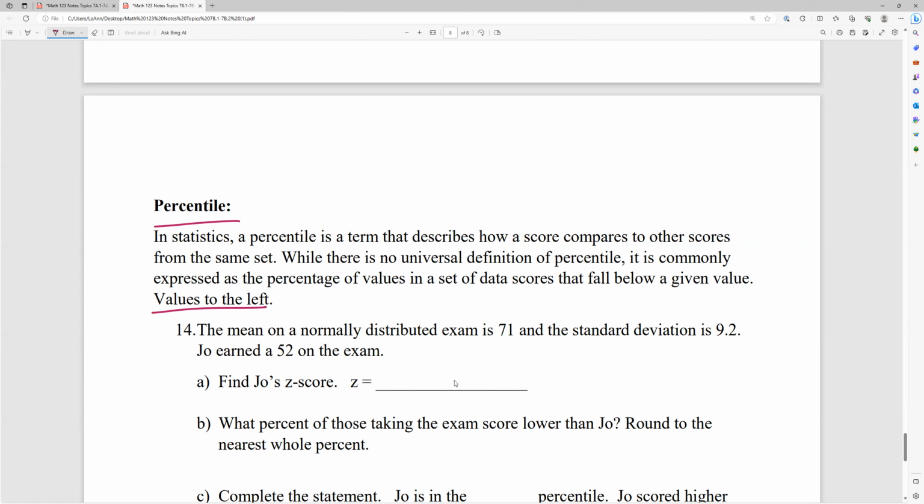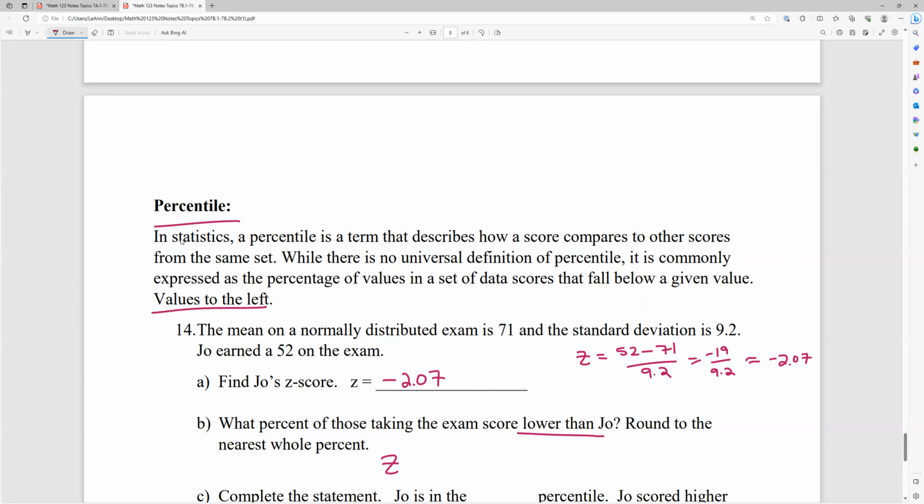And on standardized tests. So like the mean on a normally distributed exam is 71 and the standard deviation is 9.2. Joe earned a 52 on the exam. So we're going to turn her into a z-score first. So 52 is her score minus 71 divided by 9.2. So 52 minus 71 is negative 19 divided by the standard deviation of 9.2. Then we're going to round that to 2 decimal places. So that'd end up being negative 2.07. The 6 gets bumped up by the 5. So negative 2.07.